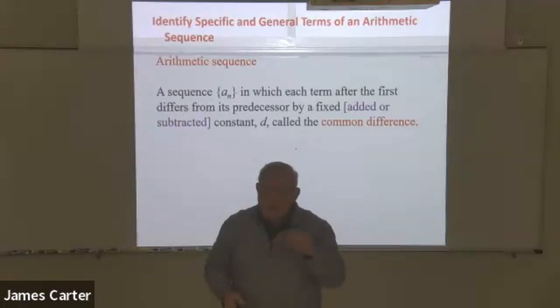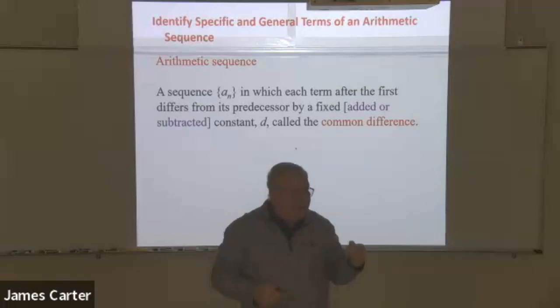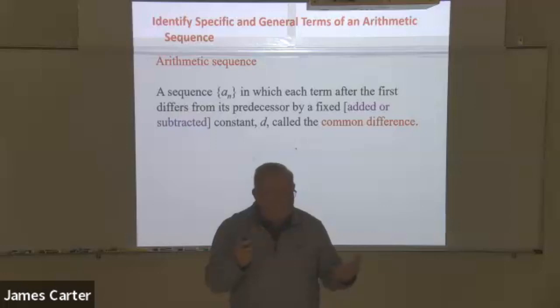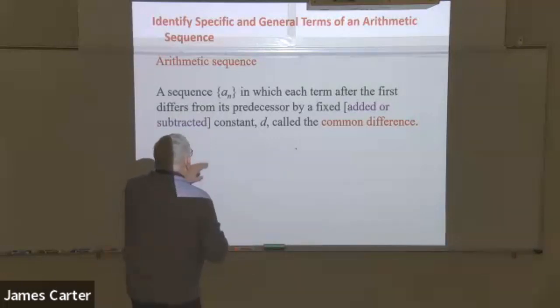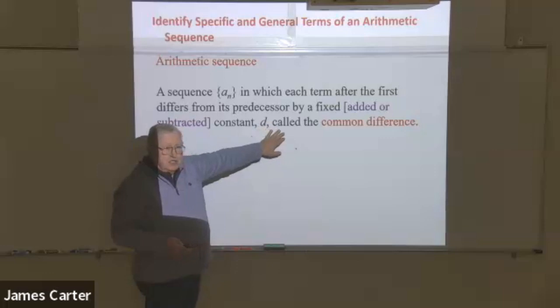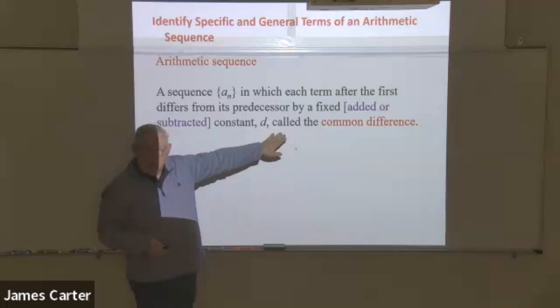Now, the way you're really supposed to discover that difference, or that amount of change, is take the second one and subtract the first one. 8 minus 5 is 3. 11 minus 8 is 3. 14 minus 11 is 3. That's how you find what we call the common difference. And basically that just tells you how our sequence is going to grow.